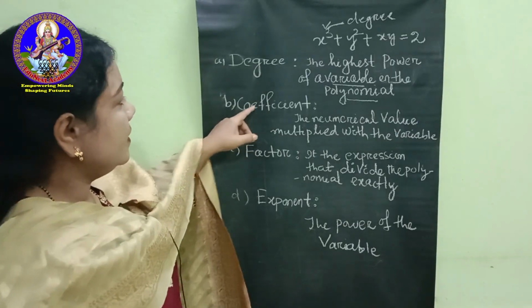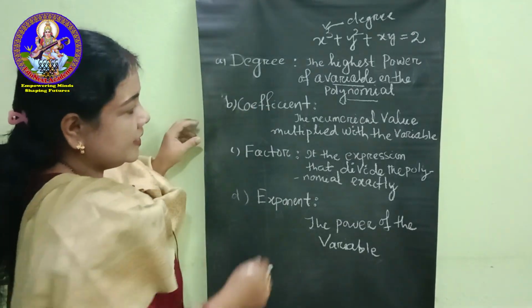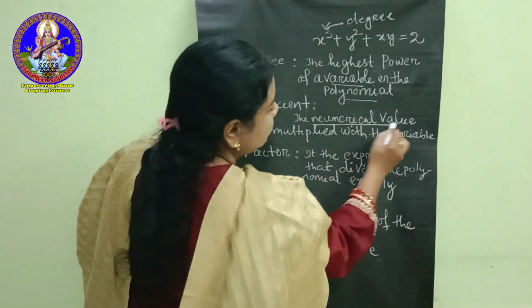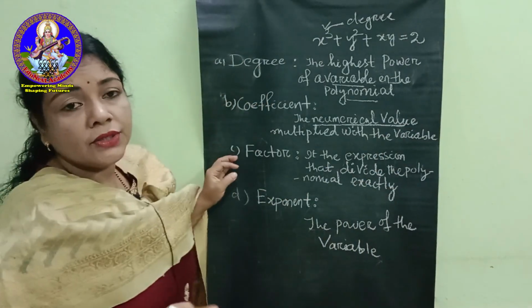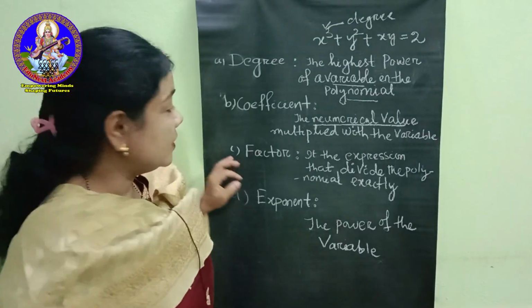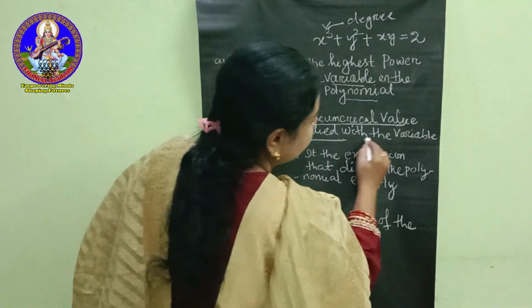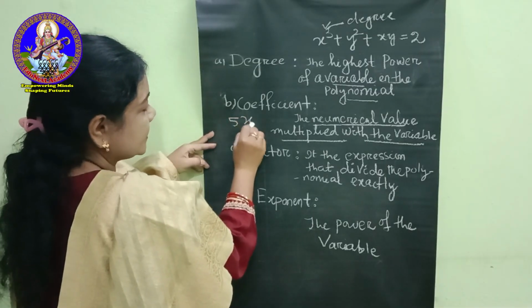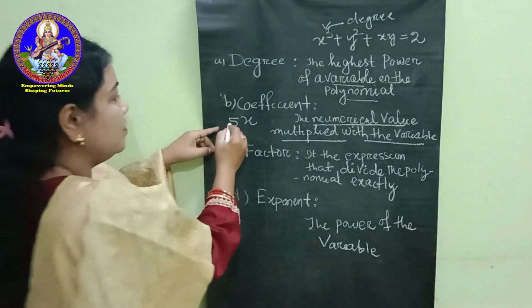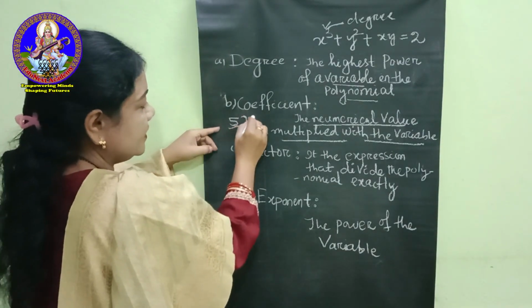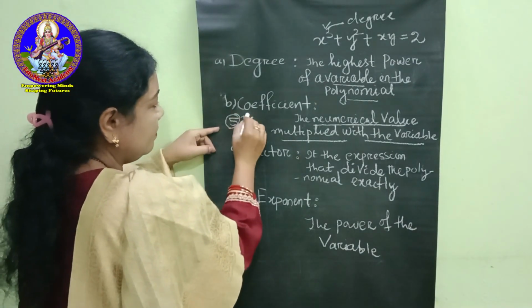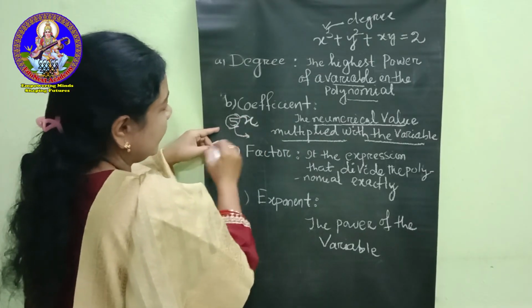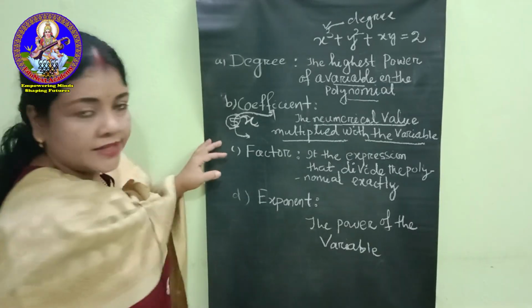Similarly, if I discuss coefficient, it is the numerical value. Numerical means 1, 2, 3, 4, 5, all the natural numbers that are multiplied with the variable. For example, 5 into x. Here 5 is a numerical value and x is a variable. So 5 is multiplied with x. So here 5 is the coefficient.